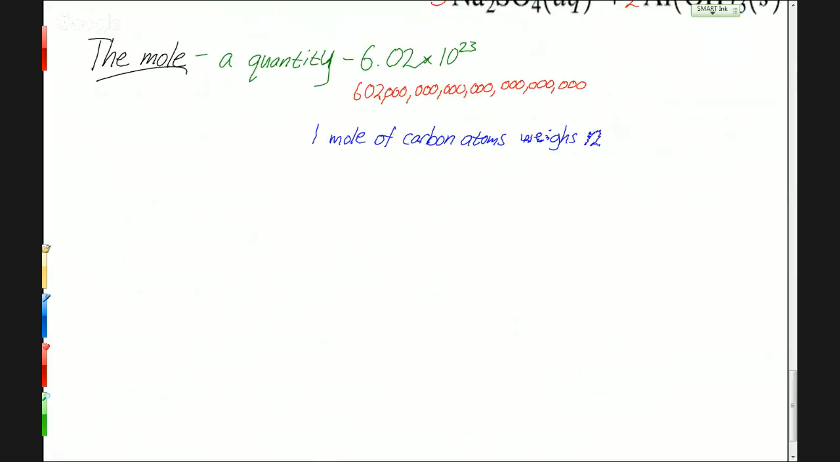Weighs 12.011 grams. So that's how we translate from the atomic scale, which is so small we can't deal with it, to our scale. If you have 1 mole of carbon atoms, it weighs about 12 grams. 12 grams is a reasonable amount. That's a small, kind of a palm full of carbon. We could weigh that out in the lab.